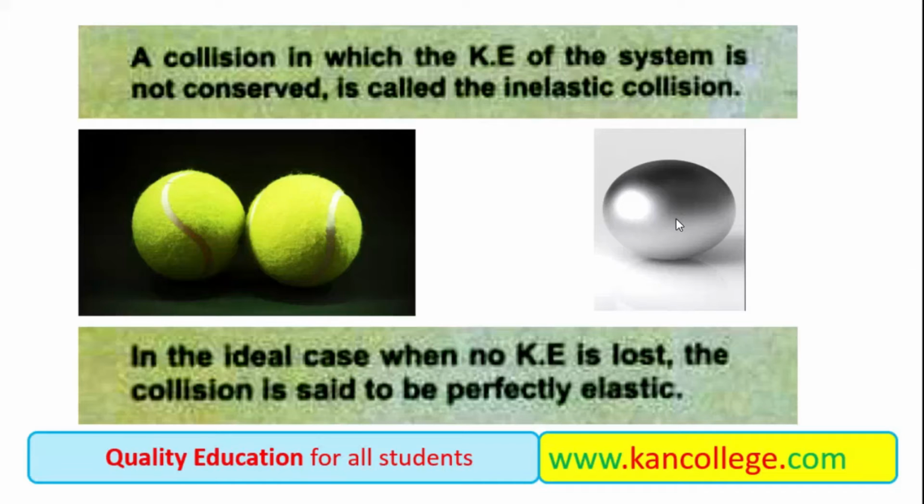For example, when a solid ball strikes a solid surface or the solid floor and it bounces back to almost the same height without loss of energy, then ideally we can say that this collision is a perfectly elastic collision.